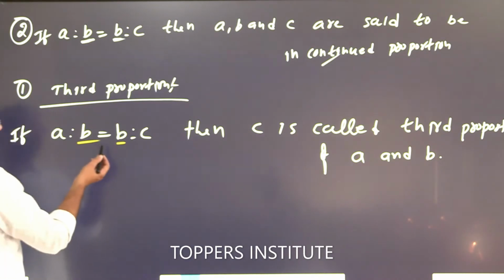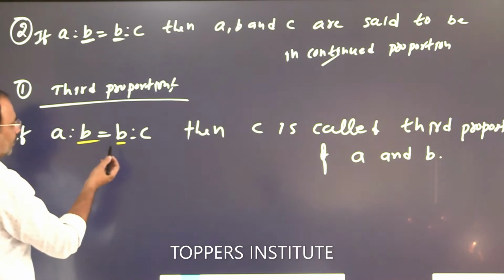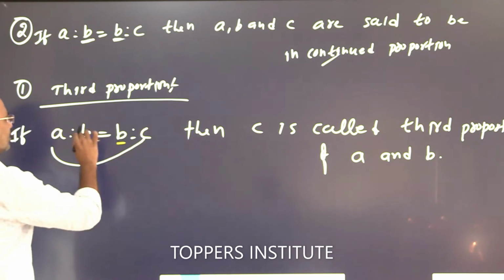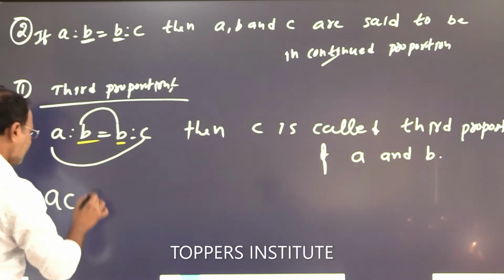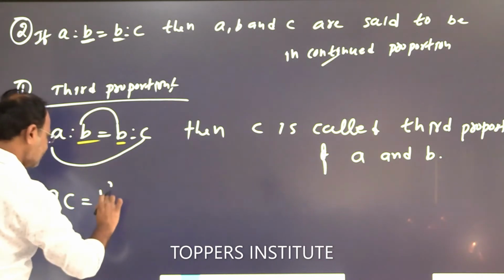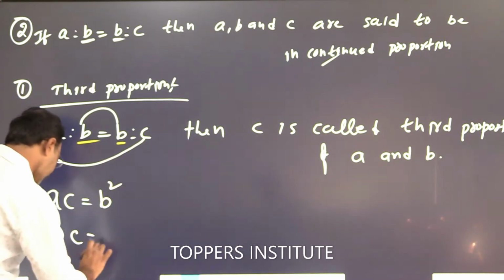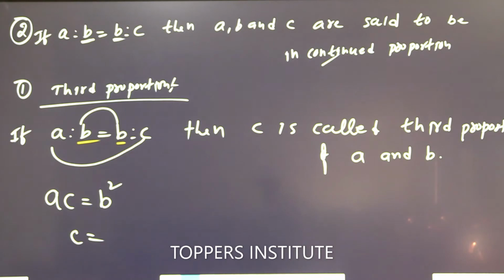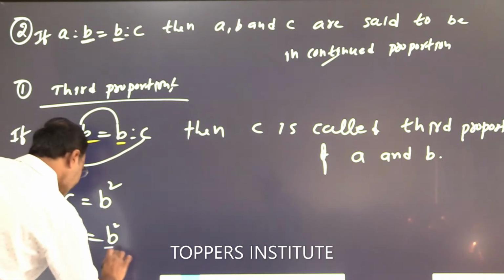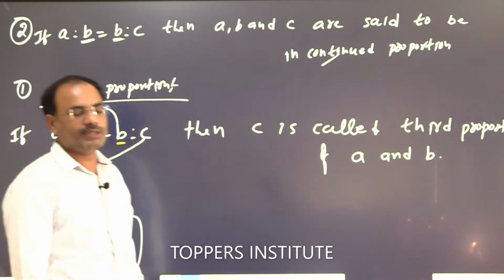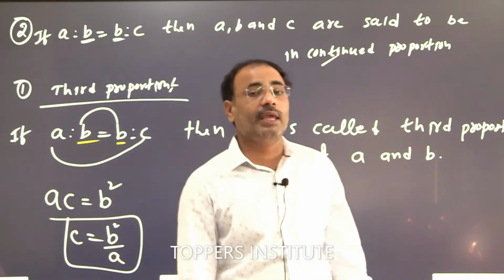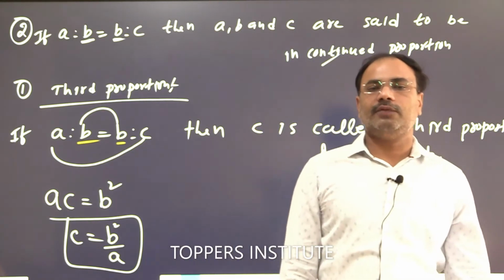So this is the proportion. Then according to the proportional theorem, you can write product of extremes is equal to product of means. Product of extremes A into C, product of means B into B, that is B square. Then C is equal to, I need only C because C is the third proportion. So C is equal to B square by A. This is the third proportion of A and B.